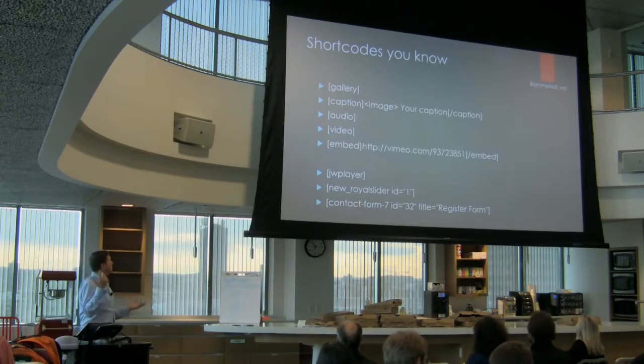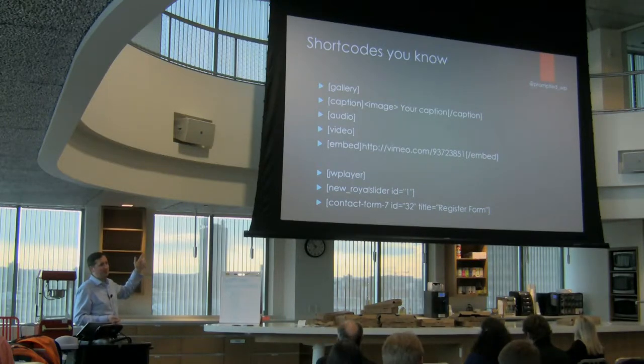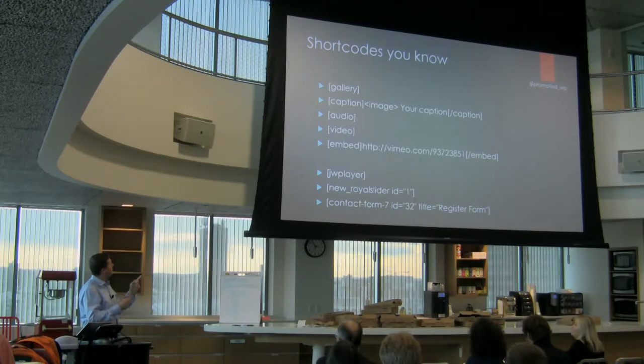So shortcodes, I'm sure you guys are familiar with these. The first one's most obvious, which is Gallery. But you don't often see this because WordPress actually manages that for you. So when you're putting a gallery into one of your posts, it's actually driven by a shortcode, which is Gallery. The other one is caption, which you'll sometimes see. It will format an image, and it will take your caption text and format it nicely underneath the image.